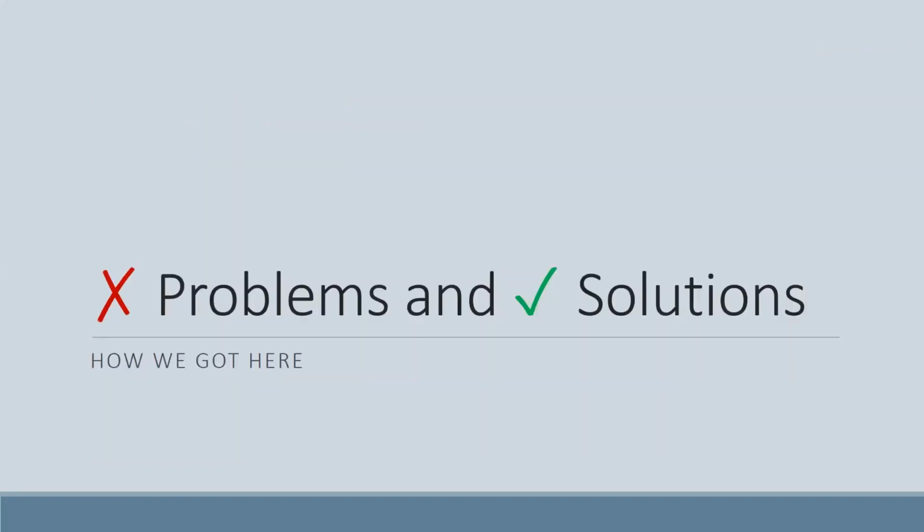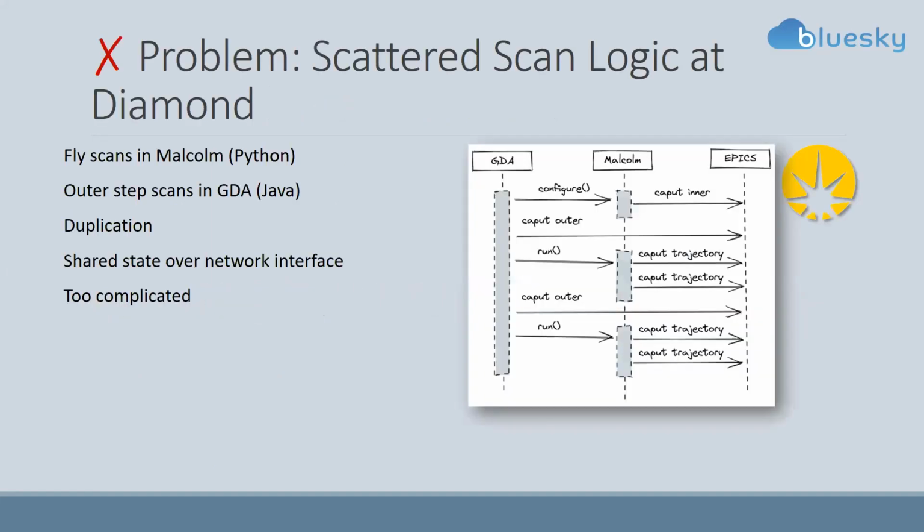Okay, so how did we get to Ophyd 2? What problems were there? What solutions have we come up with? I'm going to start with one of Diamond's problems, scattered scan logic. I mentioned the hierarchy of devices in our Malcolm software earlier. Each component of the hierarchy contains a little chunk of logic. This becomes very hard to reason about when you're reading code because you compose these chunks together later on and you're not really sure what's going on.